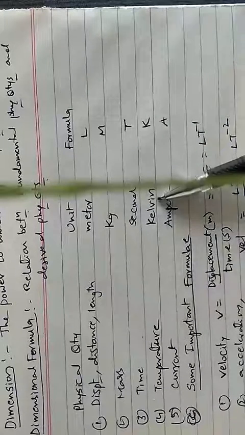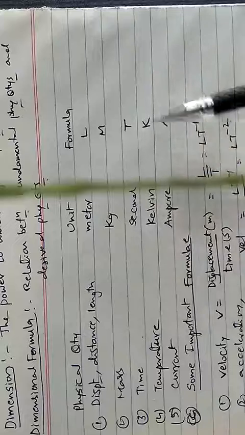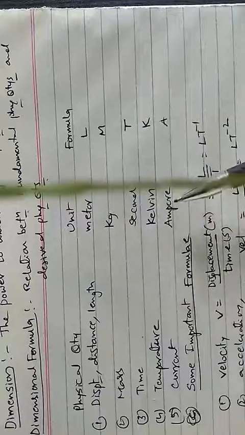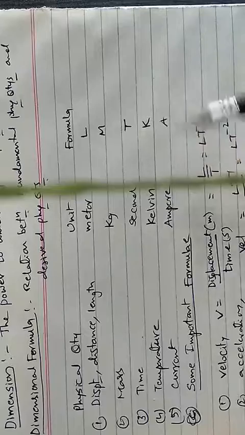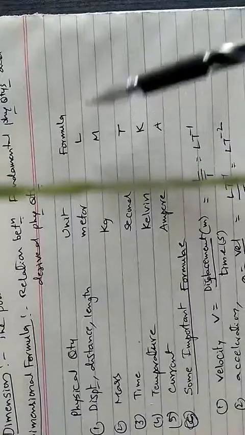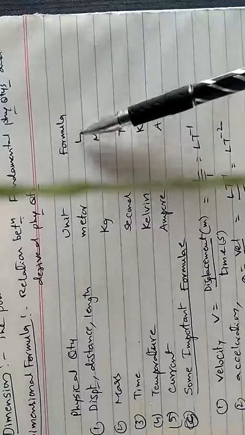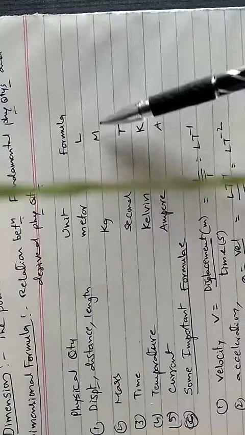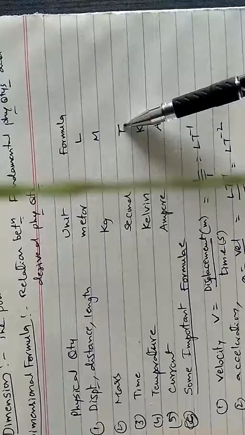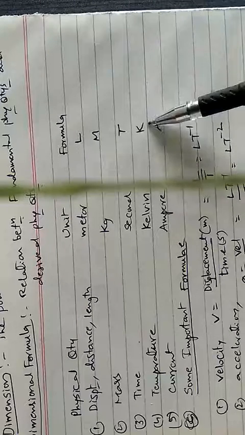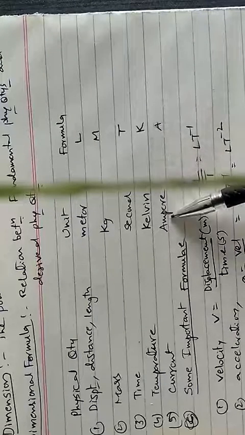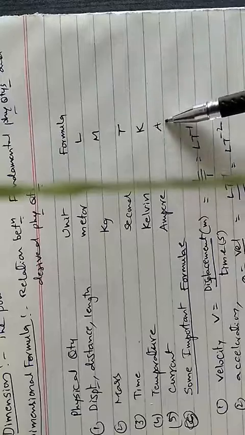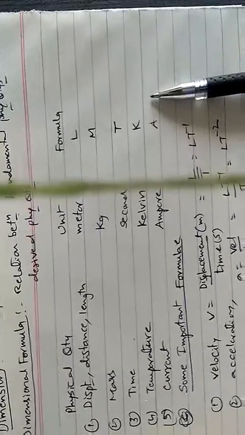Temperature is measured in Kelvin, so it is K. Current is measured in ampere, and its dimensional formula is A. Students, remember, for length, mass and time it is easy to remember: length is L, mass is M, time is T. But temperature is Kelvin, so K, and current is ampere, so we write A. You have to remember the unit and the corresponding dimensional formula.